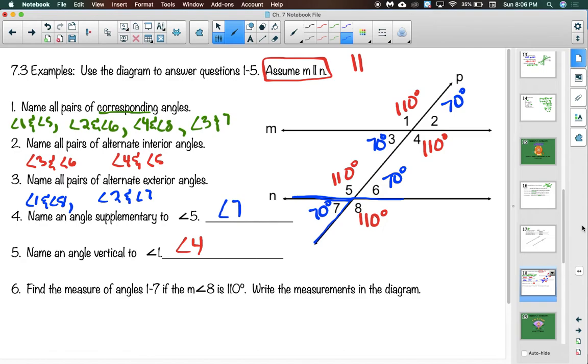But isn't it neat that we can have one angle and we can solve all 7 just because we know that lines M and N are parallel and that transversal cuts through them?